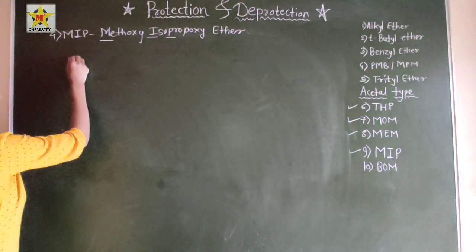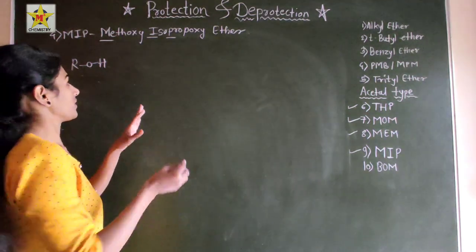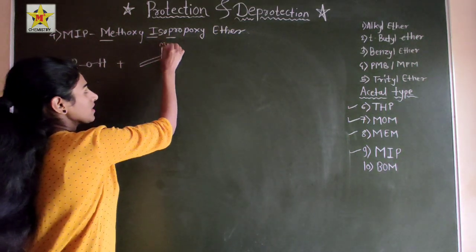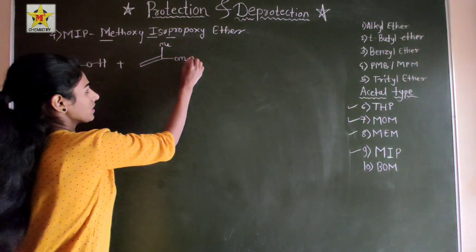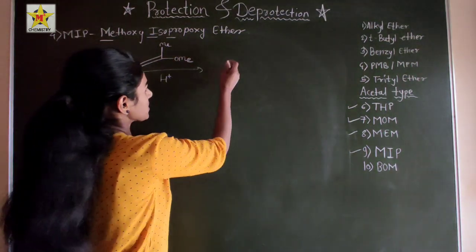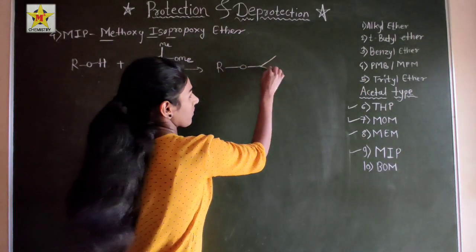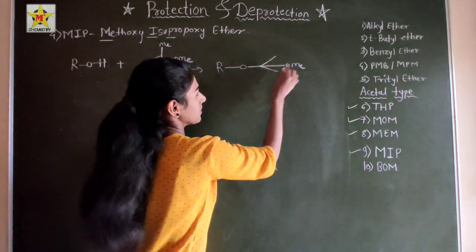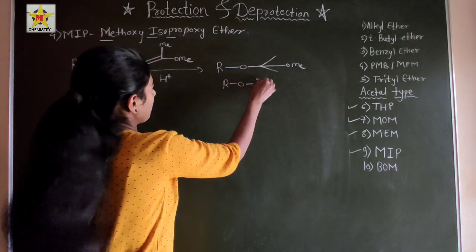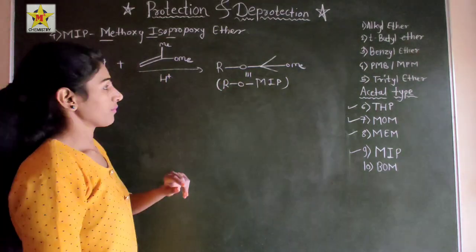Okay, in which we are not going to use chloride or bromide or iodide. Okay, we are going to use this alkene, Me and OMe, in presence of H plus. Okay, in presence of H plus, and we have this RO, OMe. This is ROMIP. Okay, ROMIP.